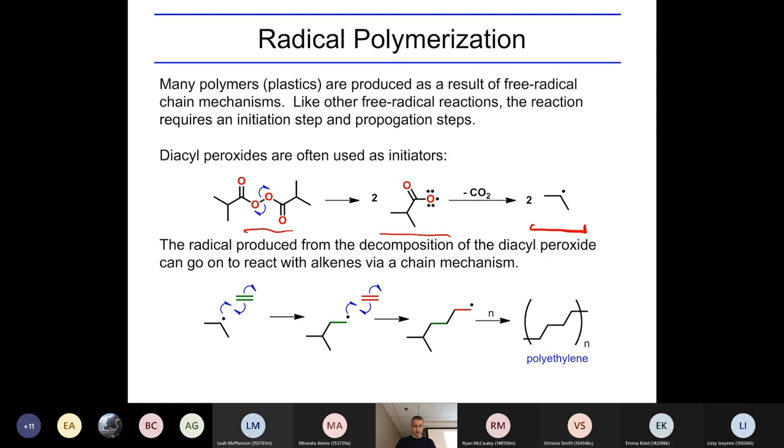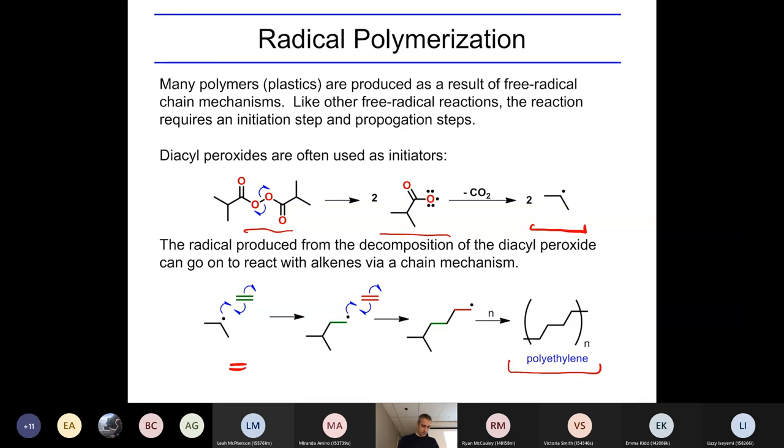What that does is it adds a two-carbon unit and leaves you with another carbon-centered radical. You can then add another one to extend the chain, and another one, and so on, and make really long chains like this. This step can happen again and again, and it keeps adding to the end of the polymer. You can get thousands or millions of these units added and make these extremely long chains. And this is how you'd make a plastic like polyethylene, using this radical mechanism.